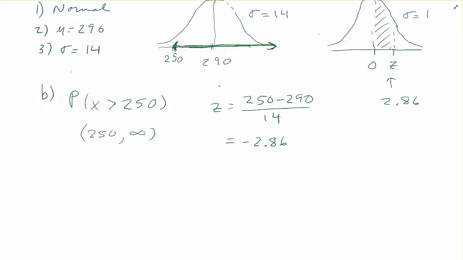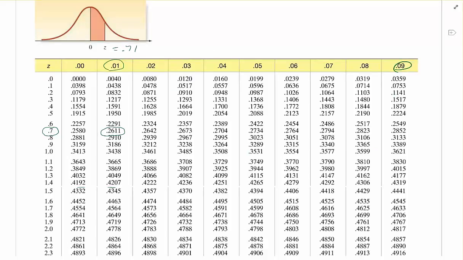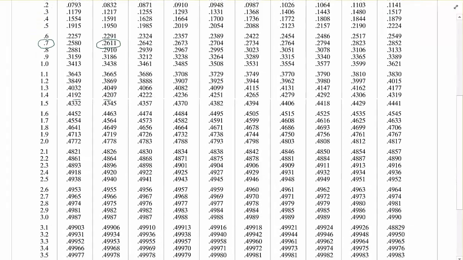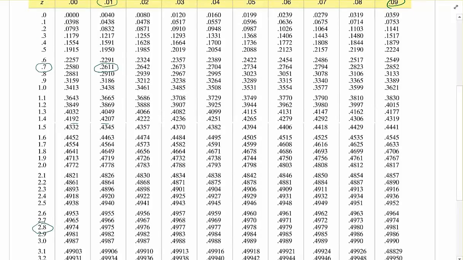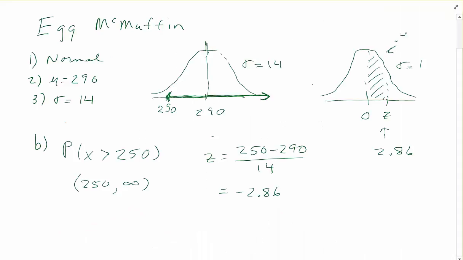So 2.86, 2.8, I'm going to scroll down here a little bit, so 2.8 right here, and then 0.06. So I'm going to work across here to 0.06, which would be 0.4979. So this area right here is 0.4979. So basically what I've done is calculated this area, the 0.4979. This is by symmetry.